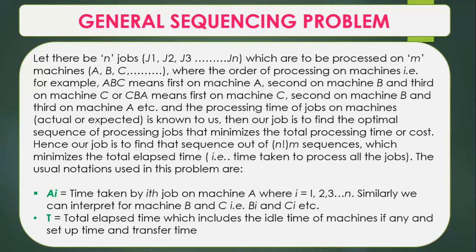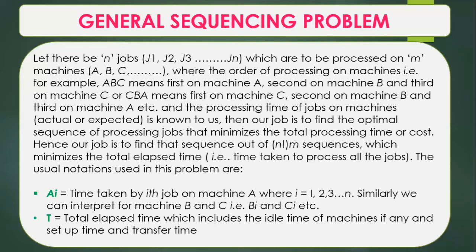And the processing time of jobs on machines, actual or expected, is known to us. Then our job is to find the optimal sequence of processing jobs that minimizes the total processing time or cost. Hence, our job is to find that sequence out of (n factorial) to the power of m sequences which minimizes the total elapsed time, such as time taken to process all the jobs.